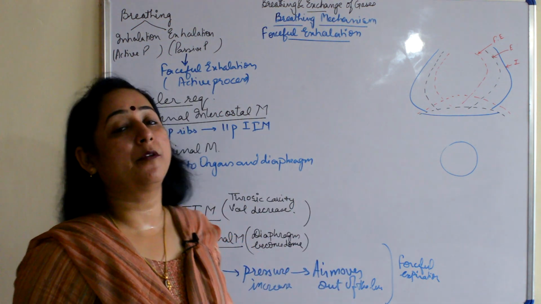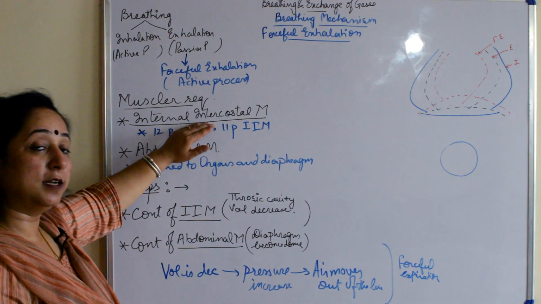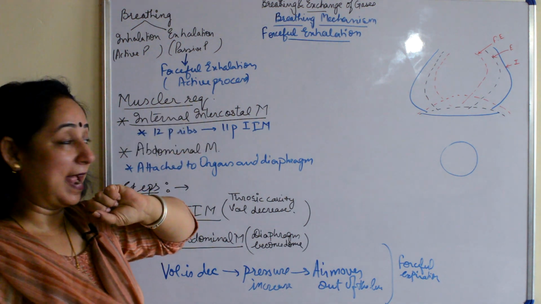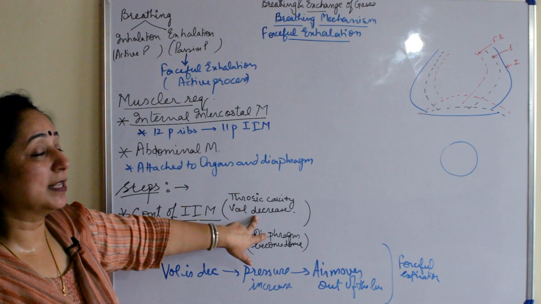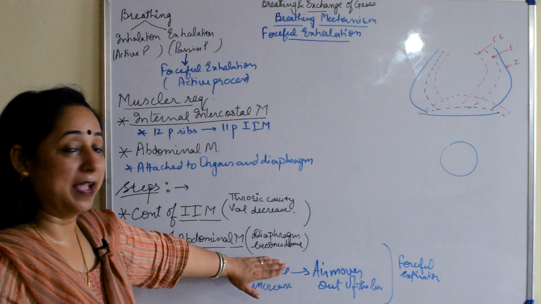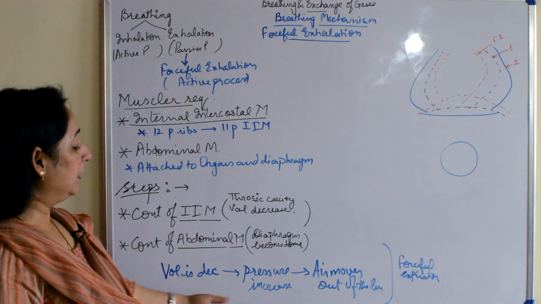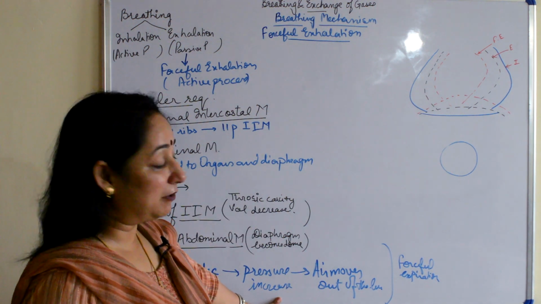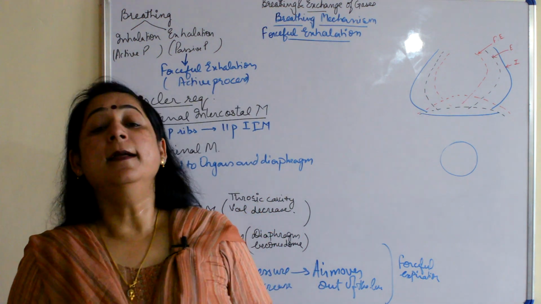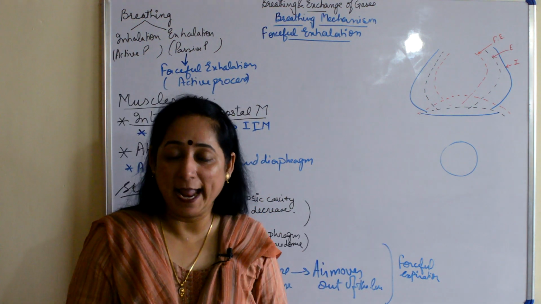In this forceful expiration, after normal expiration has taken place, some amount of energy is required for forcefully exhaling more air. The muscles involved are internal intercostal muscles and abdominal muscles. Internal intercostal muscles contract, and the thoracic cavity decreases in size. Abdominal muscles contract, and the diaphragm becomes more dome shaped, hence increasing the pressure inside the thoracic cavity, which leads to movement of the air outside. So this is all about forceful expiration.